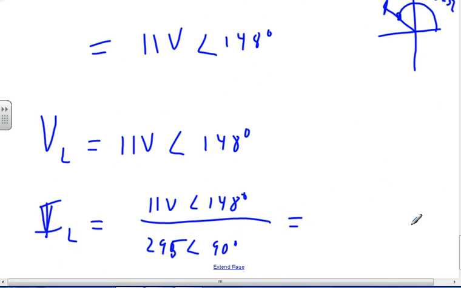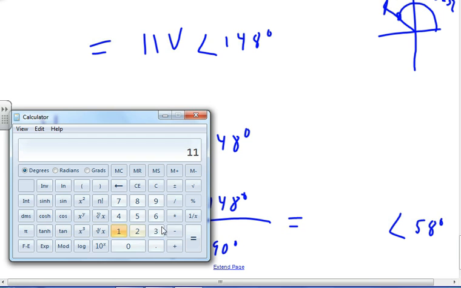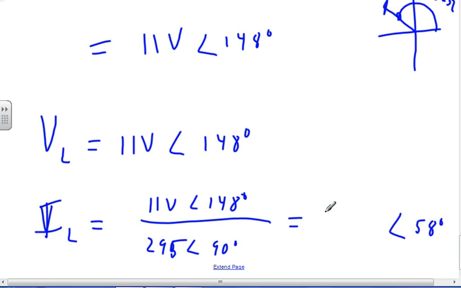All right. So I'll get the angle first. Angle is 58 degrees. Okay. Take my calculator. 11 divided by 295. 37.2. 37.2 milliamps.